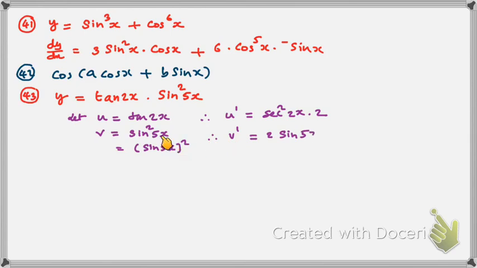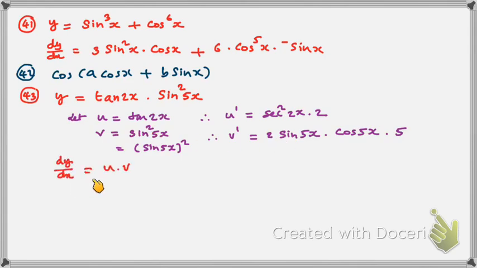And so derivative will be sine square 5x is 2 times sine 5x into cos 5x into 5. One more time. Sine 5x the whole square derivative is 2 times sine 5x into the inside derivative. What's the derivative of sine 5x? Sine 5x is cos 5x into 5x derivative is 5. So that's my v. So I know what is u and u dash. I know what is v and v dash.